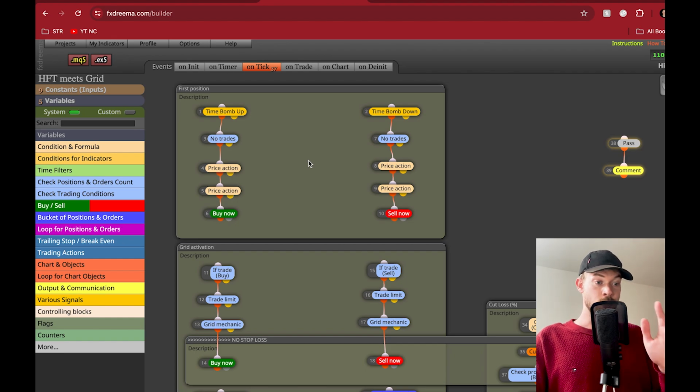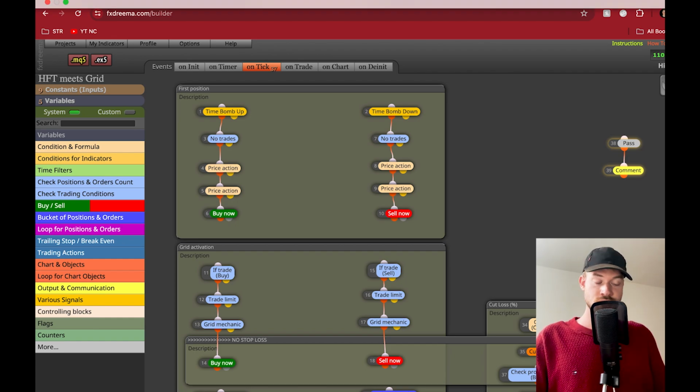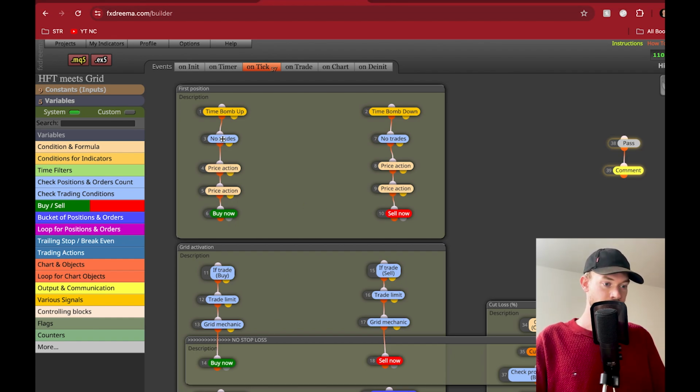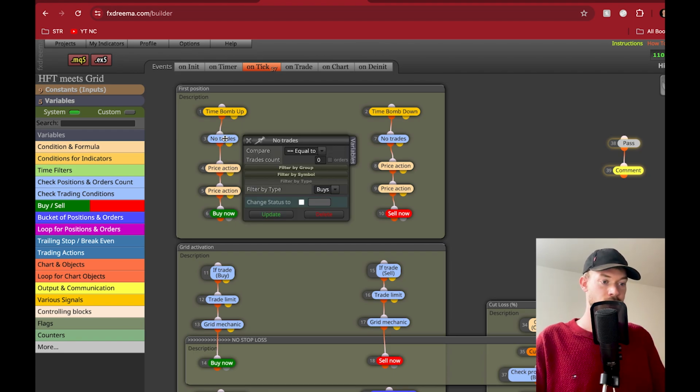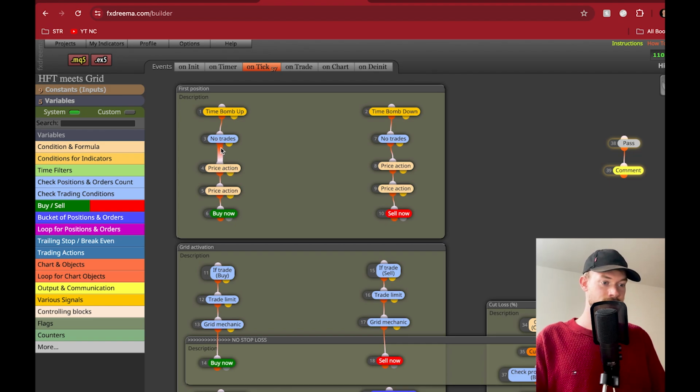So condition number 1, which is important in this trading system, is that there are no trades. We will simply focus on the long side. So we only have to run it once. As long as there's no position, good stuff. We go to the next block.